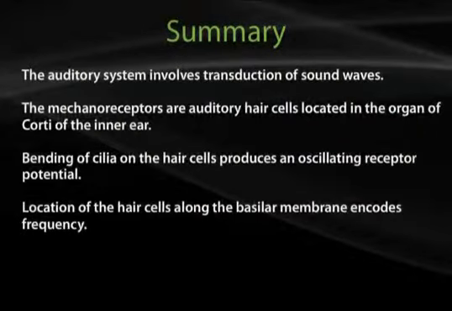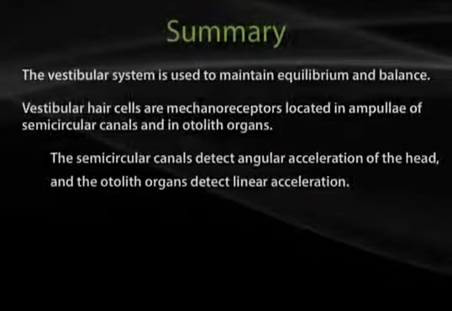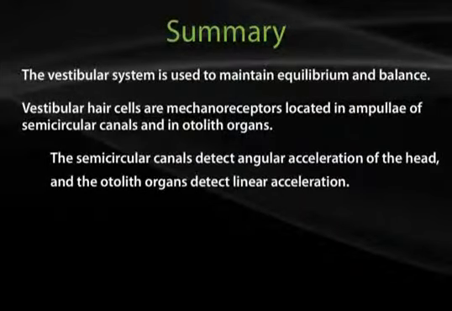The auditory system involves transduction of sound waves. The mechanoreceptors are auditory hair cells located in the organ of Corti of the inner ear. Bending of cilia on the hair cells produces an oscillating receptor potential. Location of the hair cells along the basilar membrane encodes frequency. The vestibular system is used to maintain equilibrium and balance. Vestibular hair cells are mechanoreceptors located in the ampullae of semicircular canals and in otolith organs. The semicircular canals detect angular acceleration of the head, and the otolith organs detect linear acceleration.